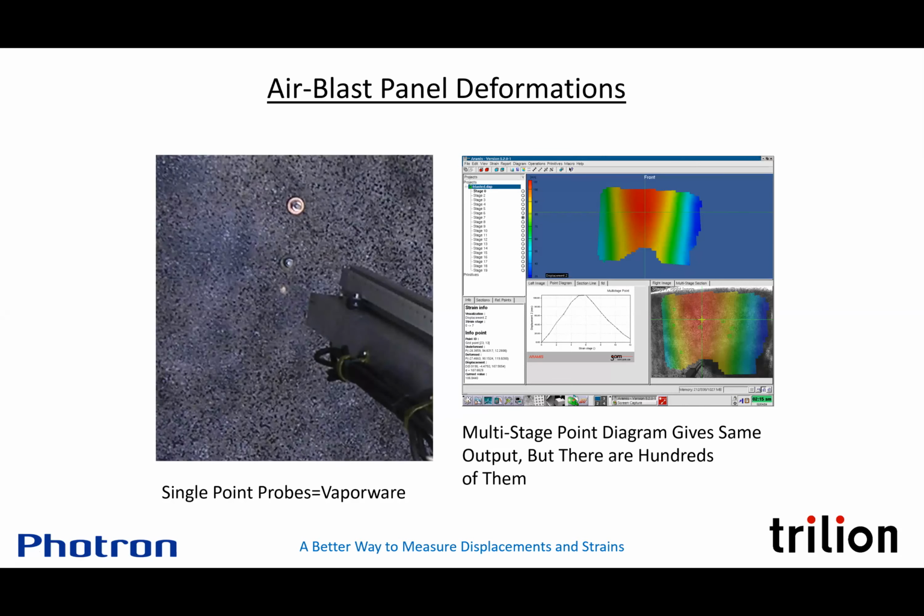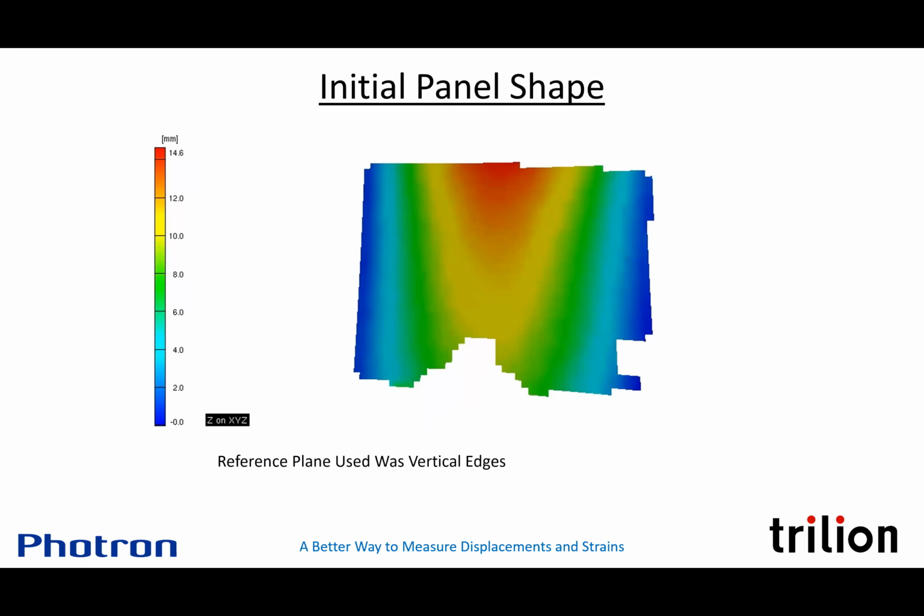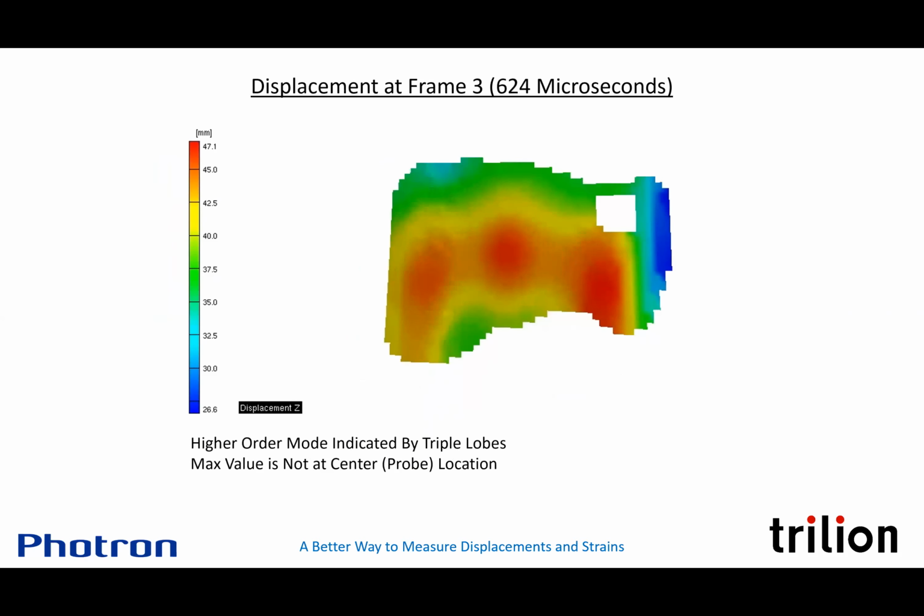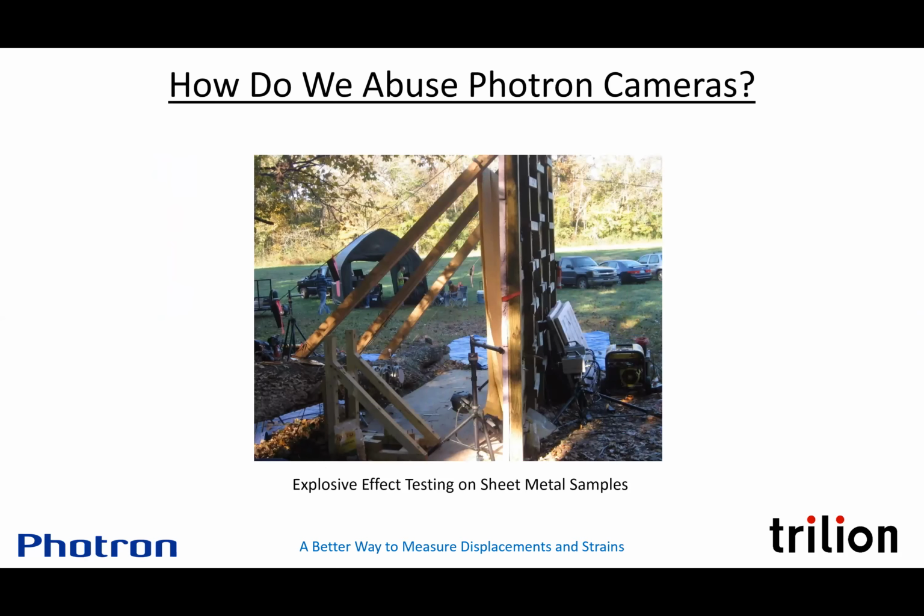We got the complete data. This is the initial flatness of the panel, which is a bonus kind of measurement that we get. This was my main result, this triple lobed displacement effect from the pressure wave impacting the panel. This was 2 pounds of pentolite 2 feet away from the panel. So we do a lot of explosive effects testing.